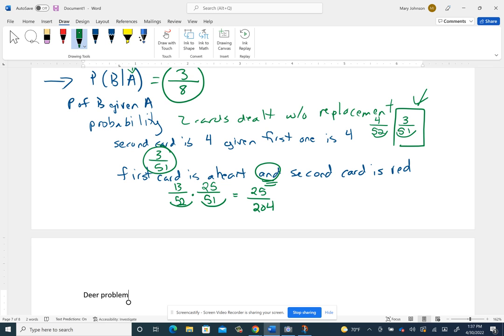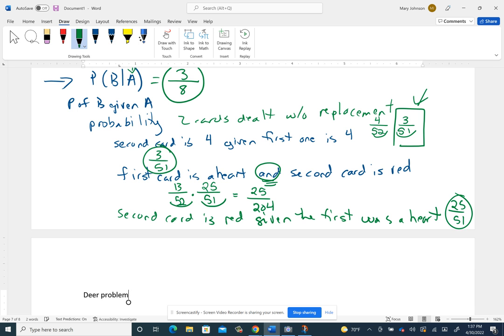Now, if they had worded it, what's the probability that the second card is red given the first was a heart? That's a different question. That would have been just 25 out of 51.